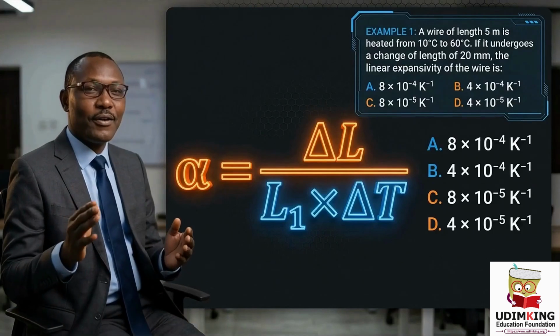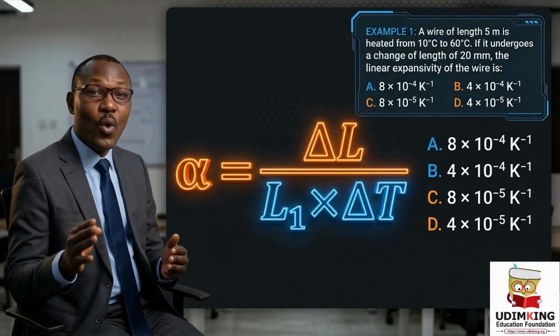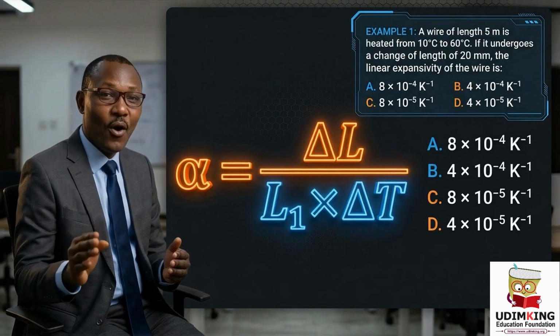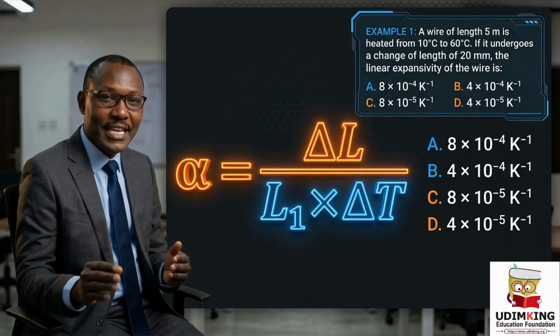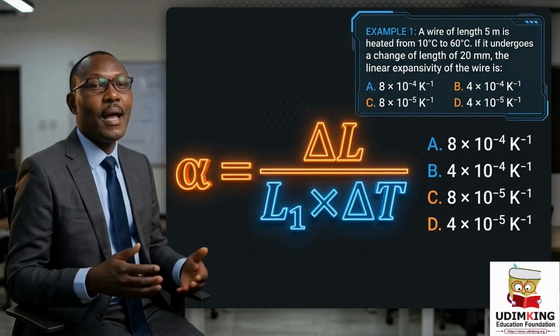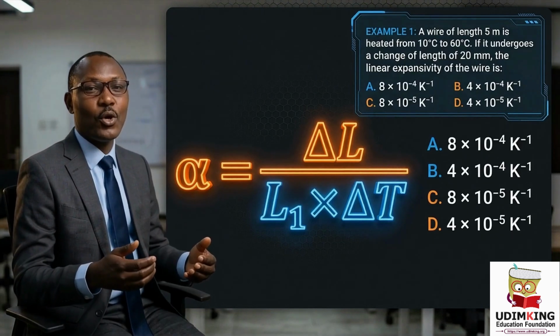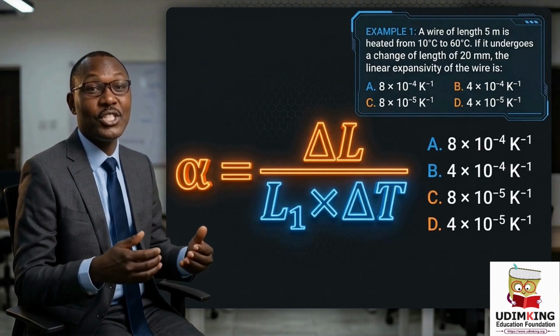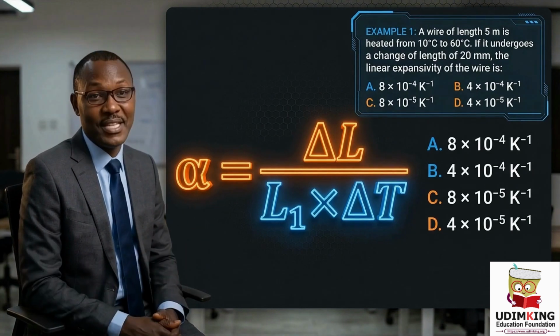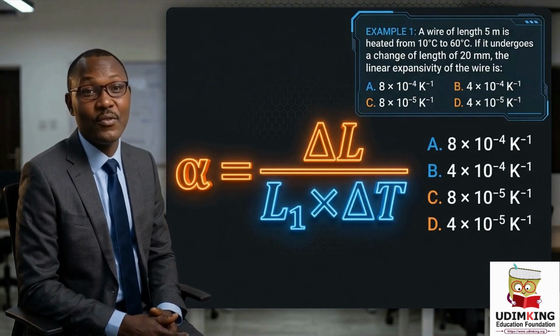Let's look at our very first calculation example together. Look at the question on your screen. A wire with an initial length of 5 meters is heated from an initial temperature of 10 degrees Celsius up to a final temperature of 60 degrees Celsius. We are told that it undergoes a change in length of 20 millimeters. Our goal is to find the linear expansivity of this wire.